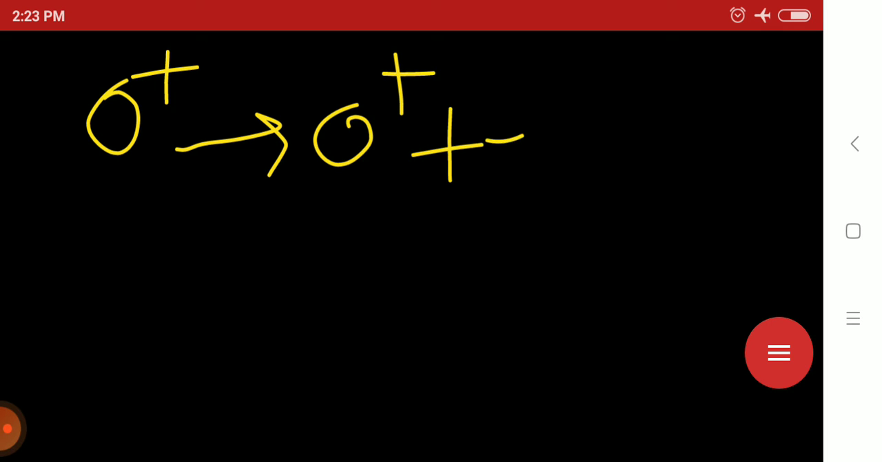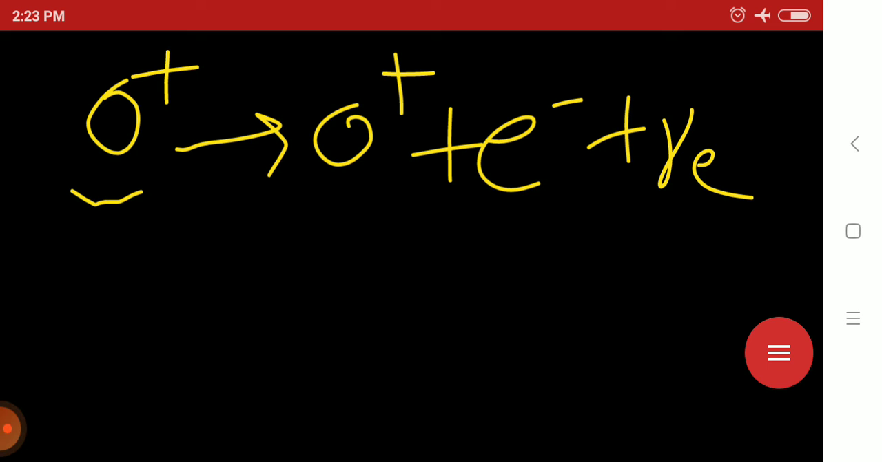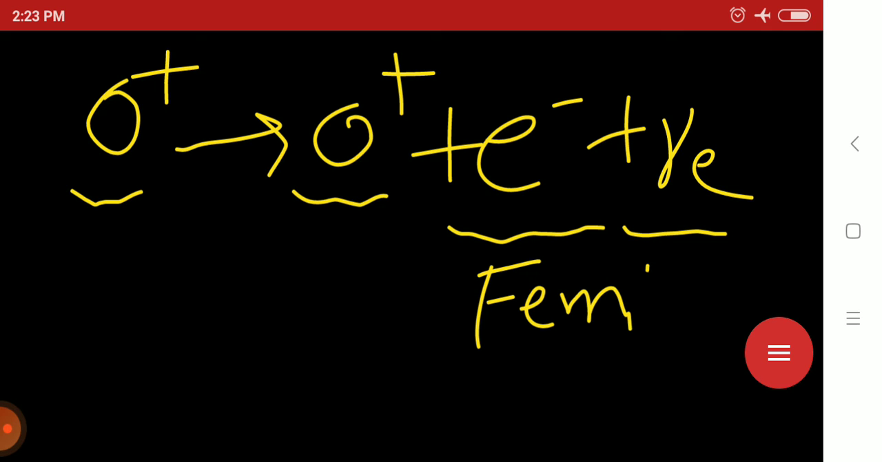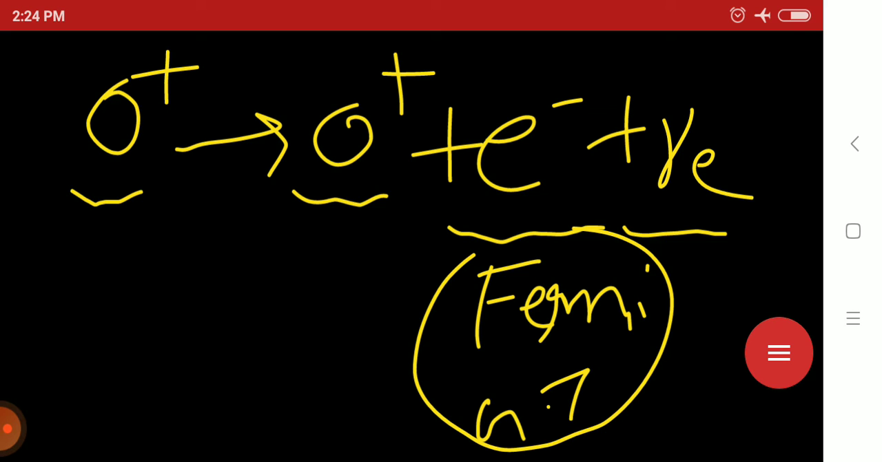So here, 0 plus goes to electron plus neutrino. Here what you can see, J value 0, J value 0. Electron means beta particle, and neutrino, both are emitted. So it could be either Fermi or GT. But how can we say that it will be a Fermi or GT transition?